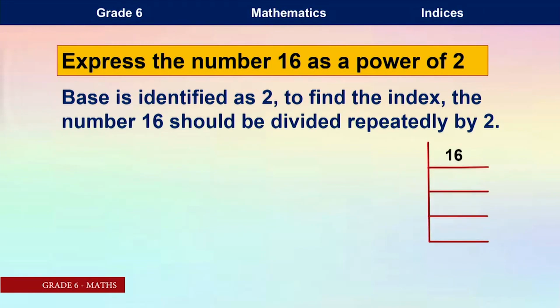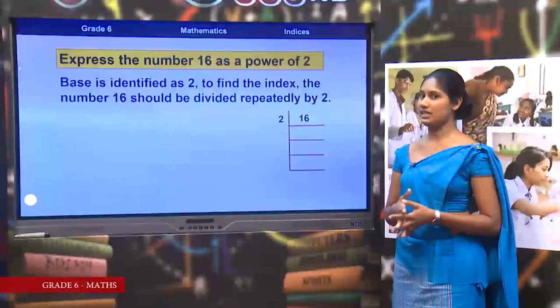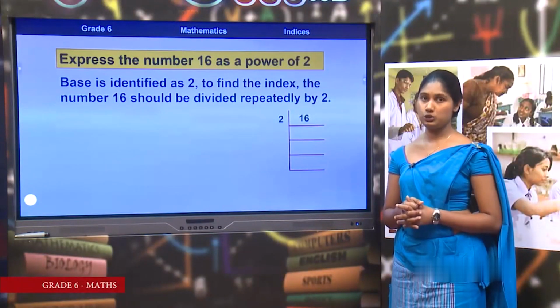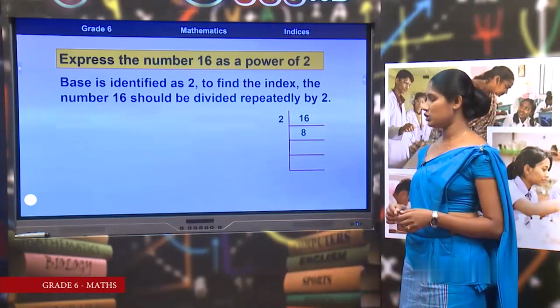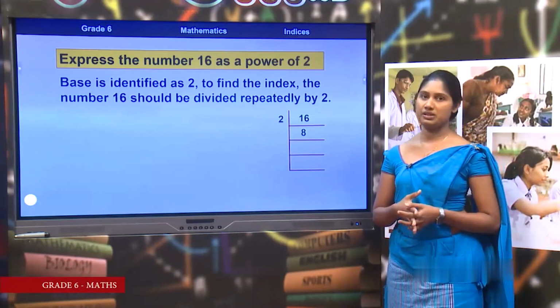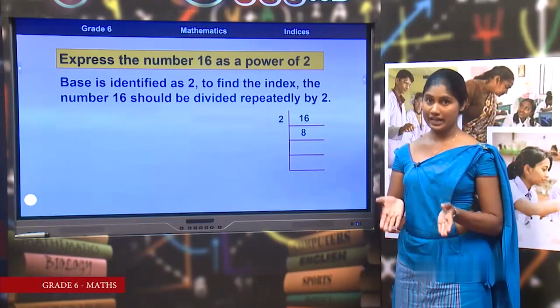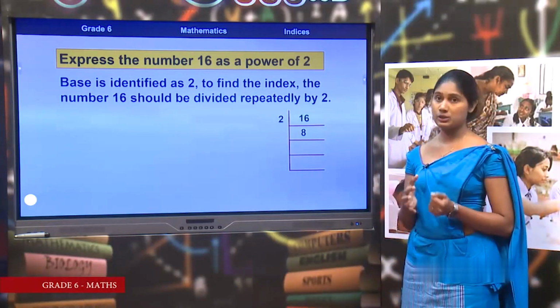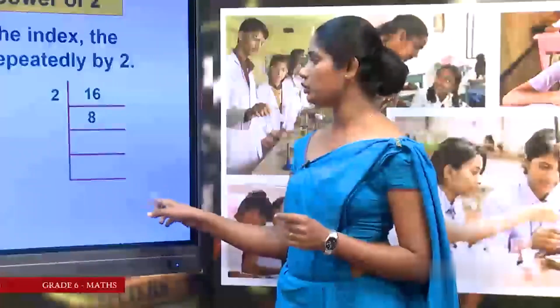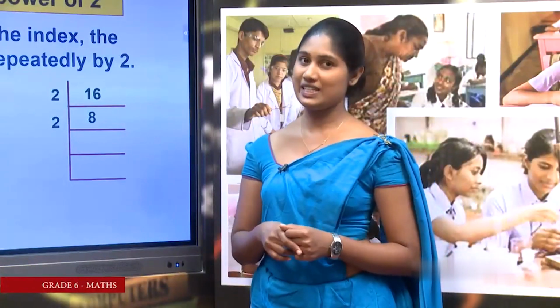16 we have to divide by 2 because we have to write it using a power of 2. That's why I divide this number by 2. We have to divide this number again and again by 2 until 1 comes. Then 16 I am going to divide by 2. What is the answer? 16 divided by 2, the answer is 8. Again we have to divide this number. What is the number we have to use? That is 2, because we have to write this as a power of 2. That's why I use 2 here. Then tell me what is the answer.